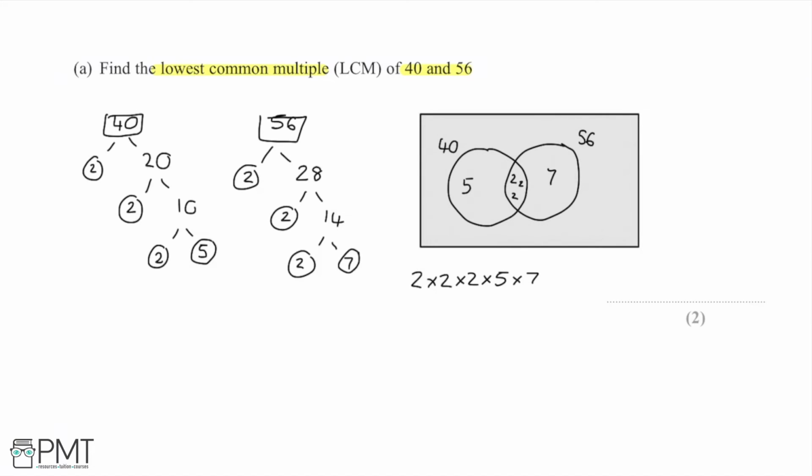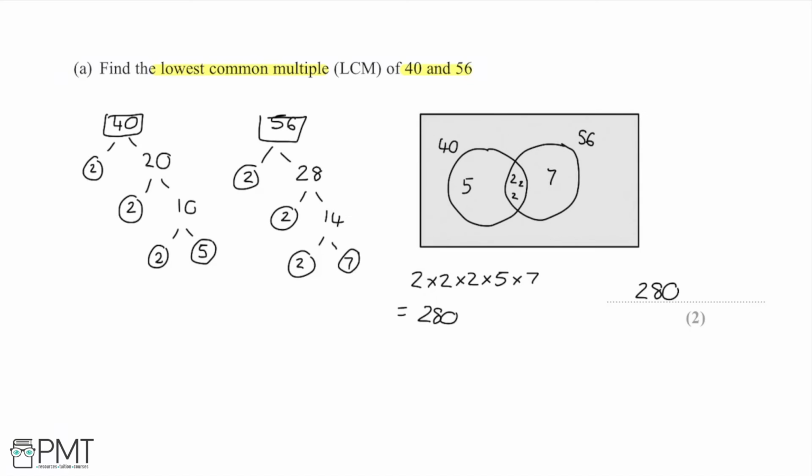And this is going to give me the lowest common multiple because it's taken all of the prime factors into account but taken out any duplicates. So we've gotten rid of any of the prime factors that we've been sharing here. So this gives me an answer, if we multiply these together, of 280. And we would have gotten the same answer if we'd listed the multiples. However, it would have taken a little while to get to 280 when looking at multiples of 40 and 56.